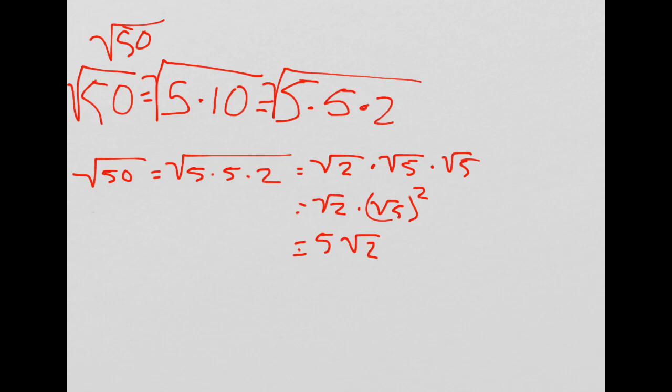So, if you choose to simplify radicals using the prime decomposition method, the key is you're looking for pairs of prime numbers in the prime decomposition. Another way to think about this, a way that might be a little bit simpler than going to prime decomposition, is to look for perfect square factors.